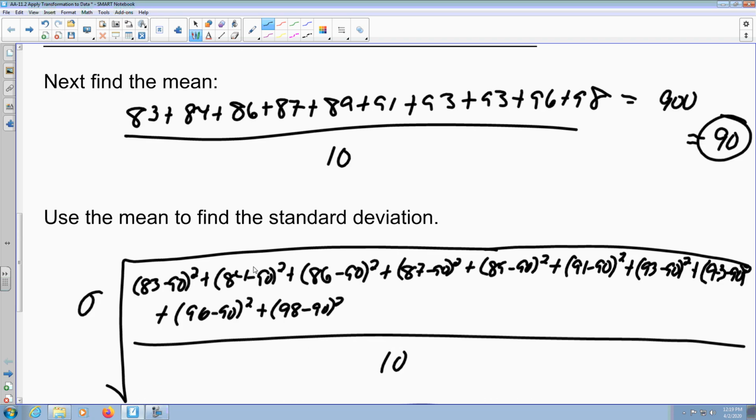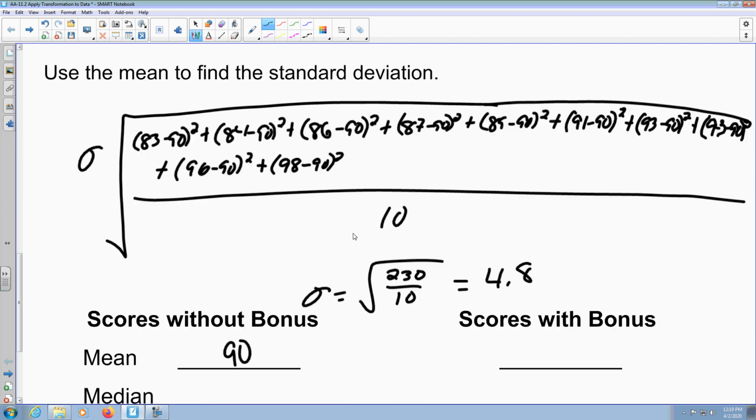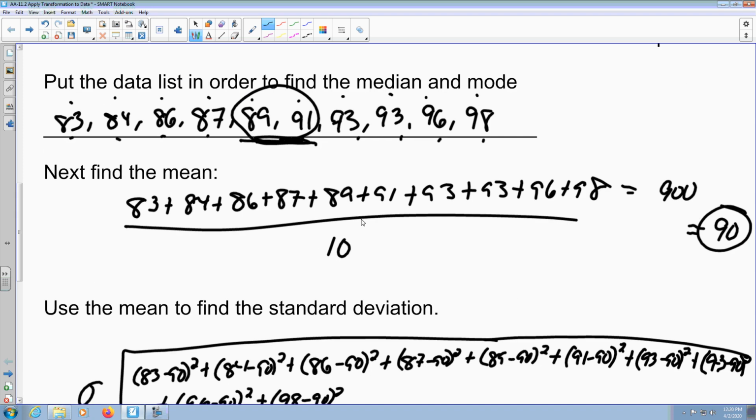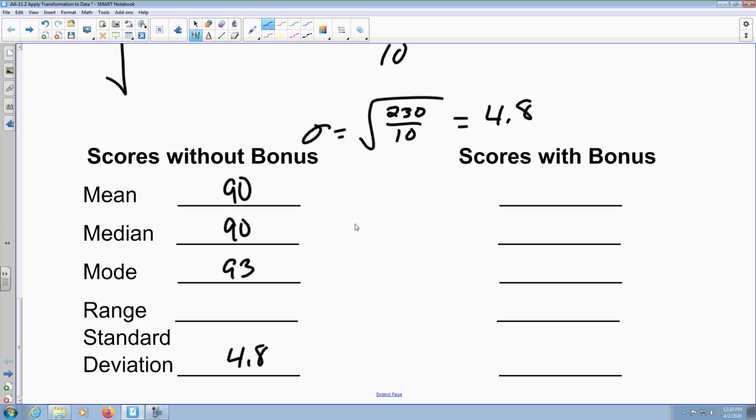The other things we can find relatively easily. So 1, 2, 3, 4, 5. 1, 2, 3, 4, 5. So the median is these two numbers, the average of 89 and 91. That happens to also be 90. There were two 93s, so that was the mode. And then the range is going to be simply 98 subtracted by 83, so that gets us 15. So that is all of those scores without the bonus.